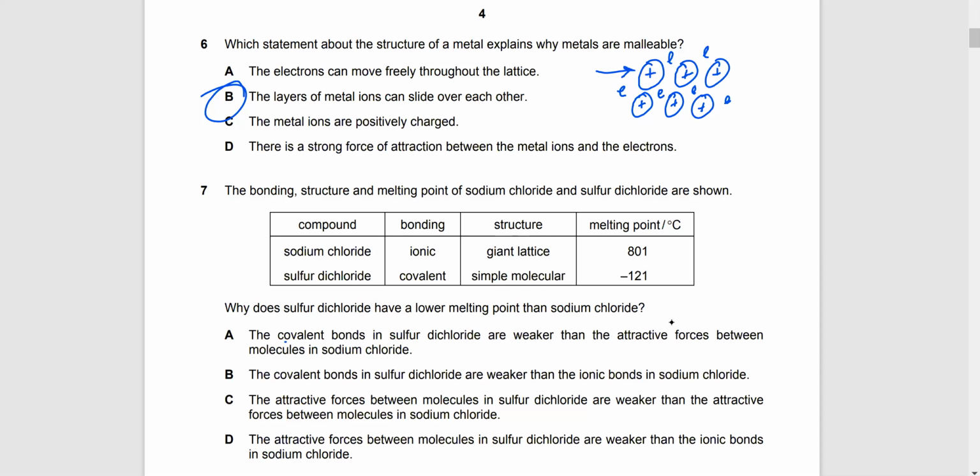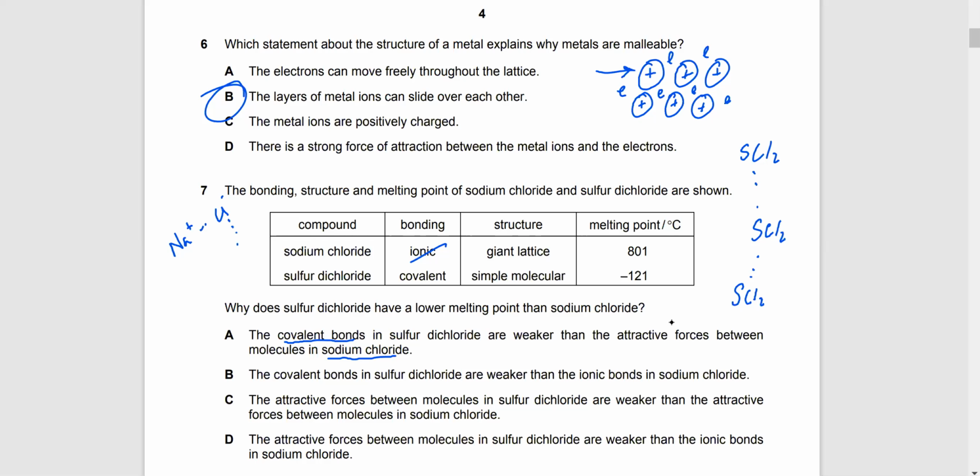Okay. Are the covalent bonds weaker compared to sodium chloride? No. Okay, the reason is that sulfur chloride is a simple molecular structure, neutral covalent molecules. Their bonds are very strong, but the fact is that one molecule doesn't attract the other molecule. And what happens in ionic? In ionic, everyone attracts everyone else. It's a giant structure.